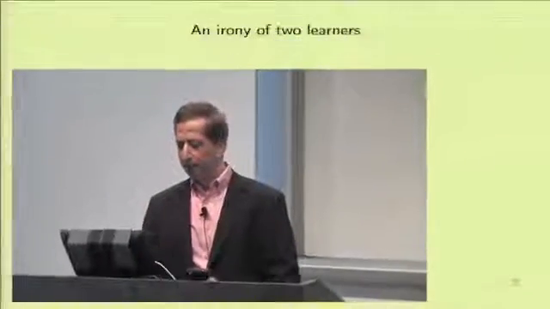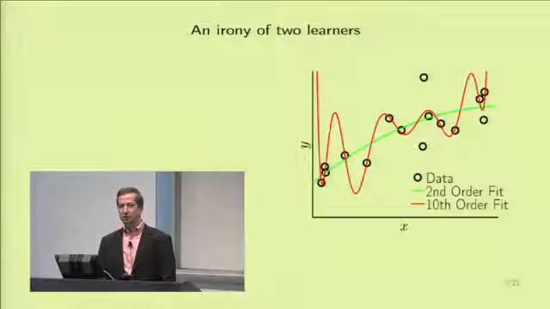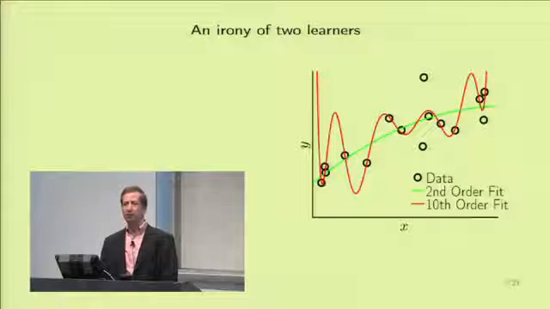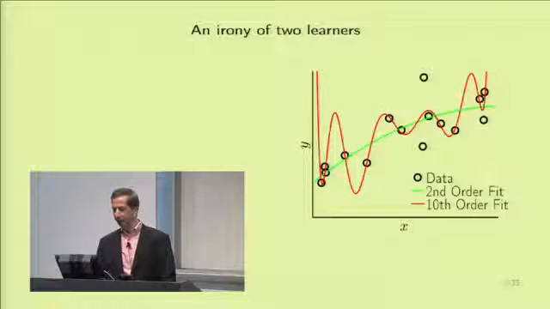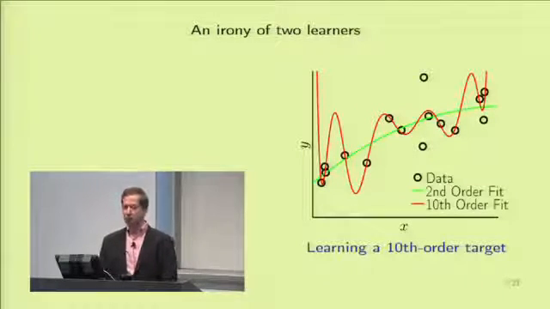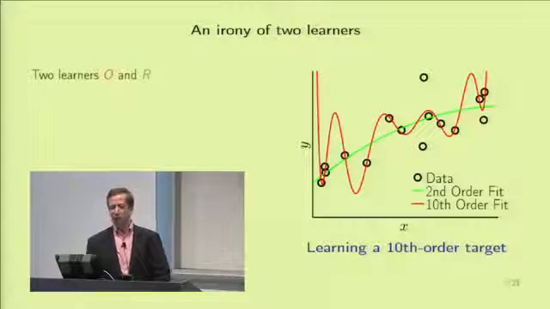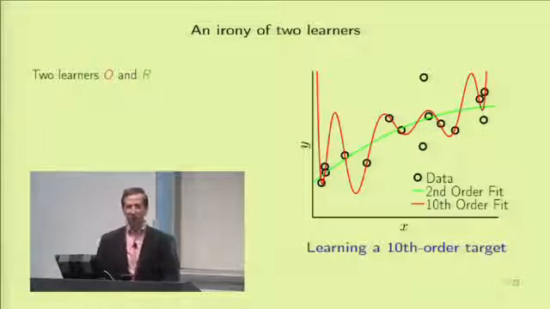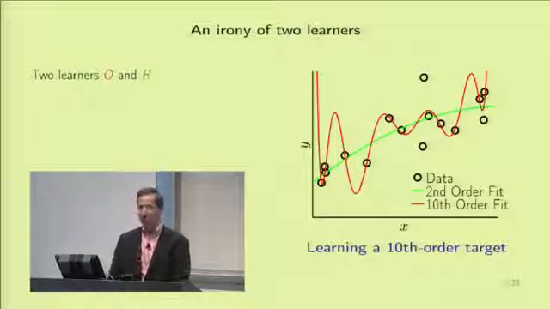So let's look at the irony in this example. Here is the first example, the noisy, simple target. You are learning a 10th order target, and the target is noisy, and I'm not showing the target here, I'm showing the data points together with the two fits. Now, let's say that I tell you that the target is 10th order, and you have two learners. One of them is O, and one of them is R. O is for overfitting, and R is for restricted, as it turns out.